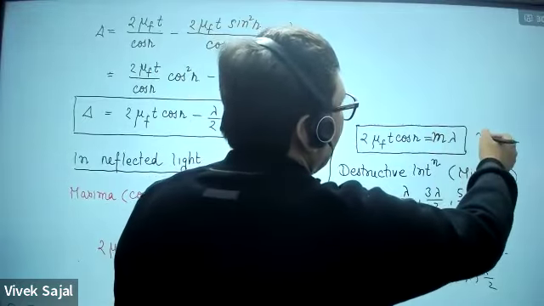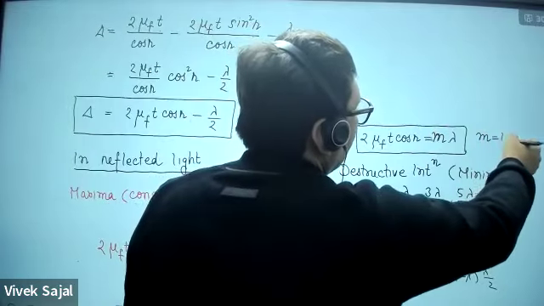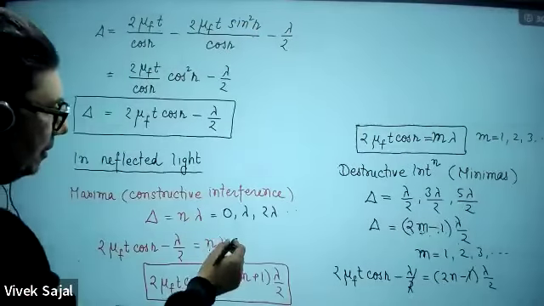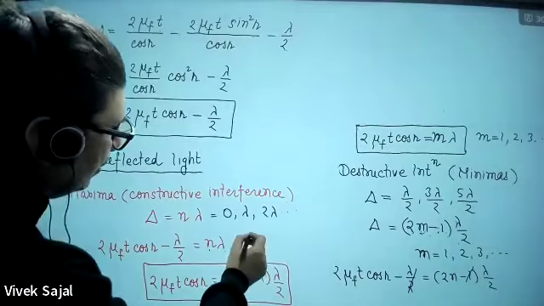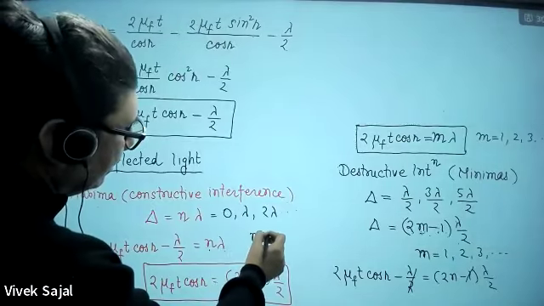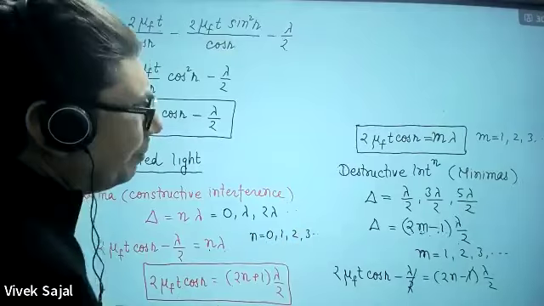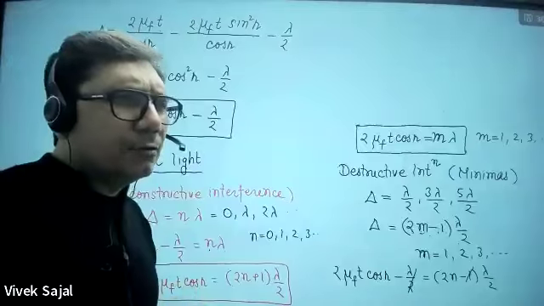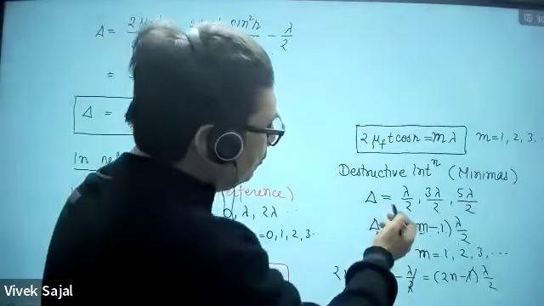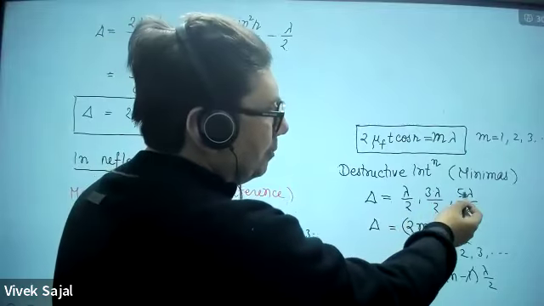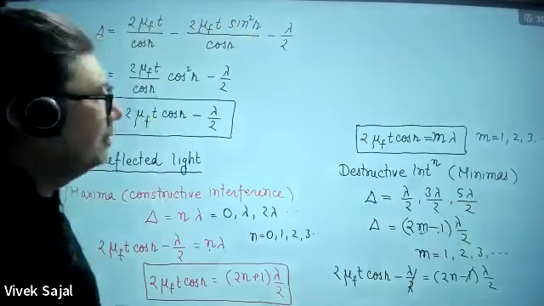And here m will be 1, 2, 3 like this. And here this n will be 1, 2, 3, 4, that is, n will start from 0: 0, 1, 2, 3. But never take care of this. Don't be confused. Always keep in your mind that delta should be equal to lambda by 2, or 3 lambda by 2, or 5 lambda by 2. Then you will be very clear.